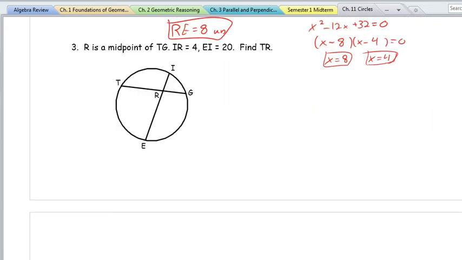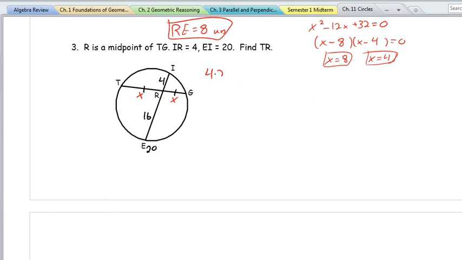Last one. R is a midpoint of TG. So that means that this is congruent to this. That's important. It's telling us something. IR is 4. EI, the whole thing is 20, which means this is 16. Find TR. Okay. Now this one, if they're both the same, it's a midpoint here, we can do this is X, and so is that, because they have to be equal. It wouldn't be X and Y because they're the same.